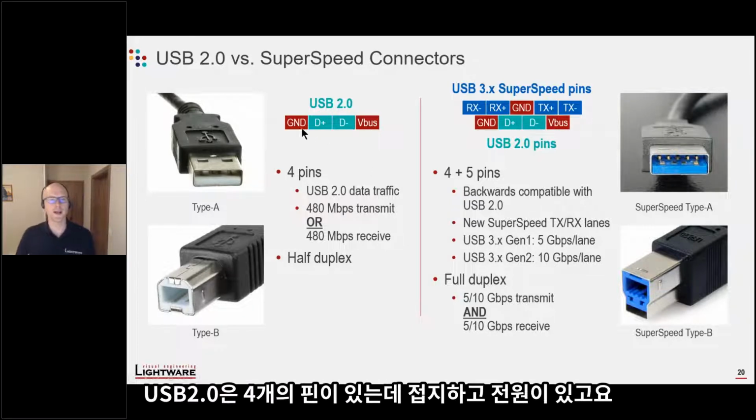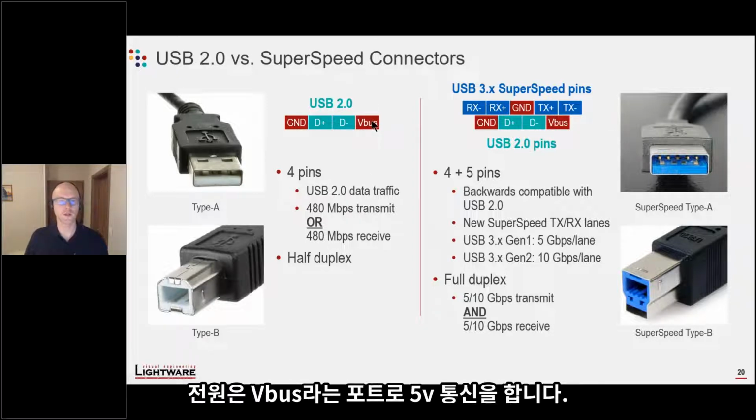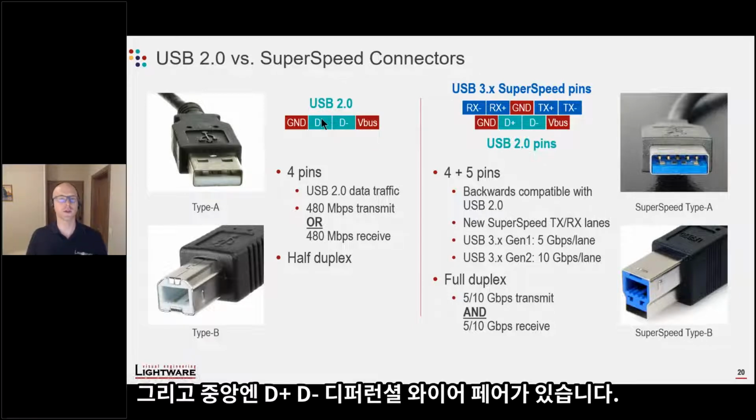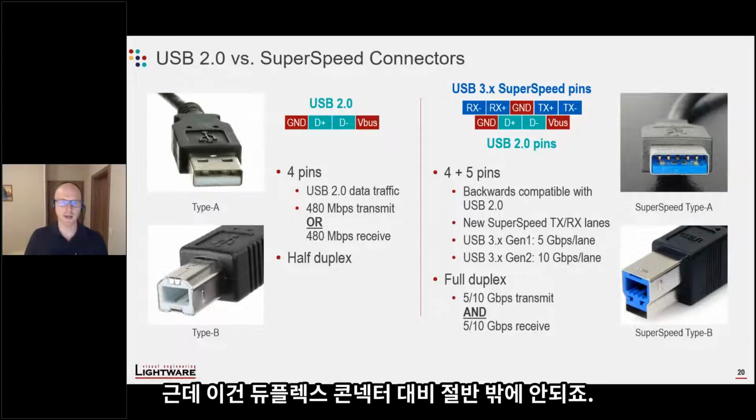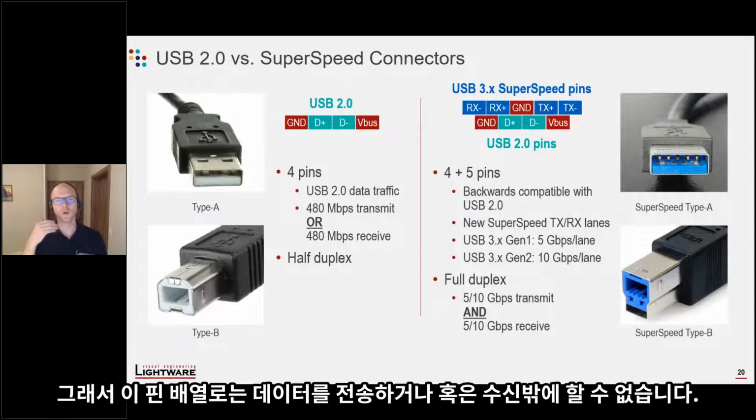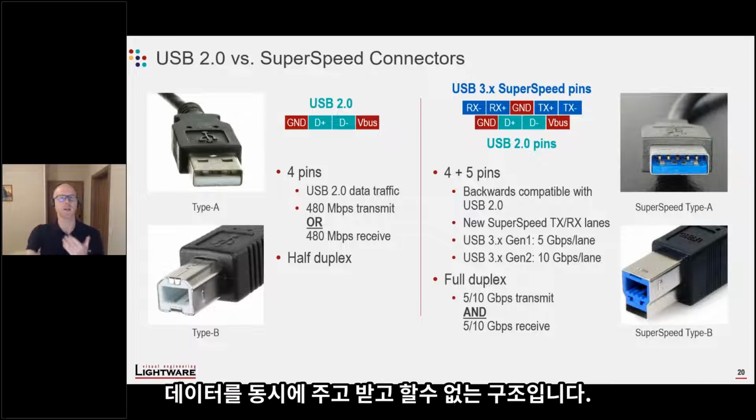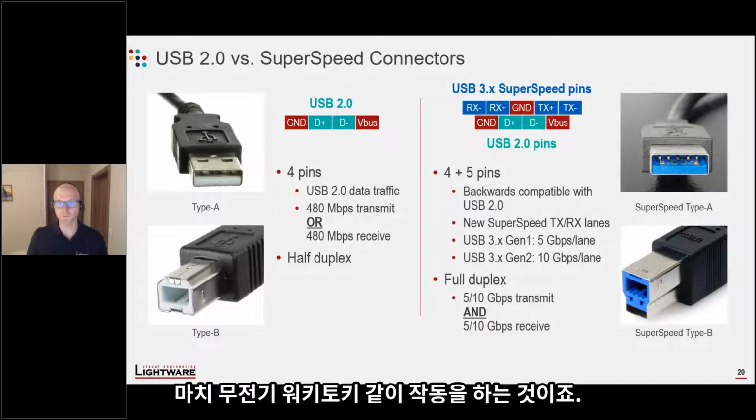So USB 2 has 4 pins inside, ground and power. That's called V-bus. That's usually 5 volts. And a D plus D minus differential wire pair. The maximum data rate on this wire pair was 480 megabits per second, but it's a half duplex standard. So this connector or cable can only transmit or receive at any given time. It cannot transmit and receive simultaneously. So it works like a walkie-talkie.